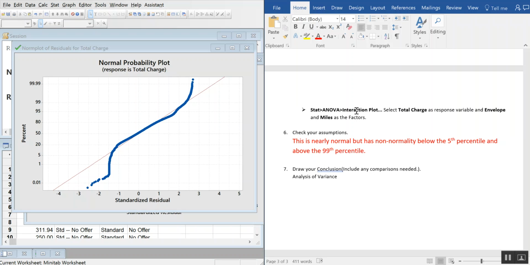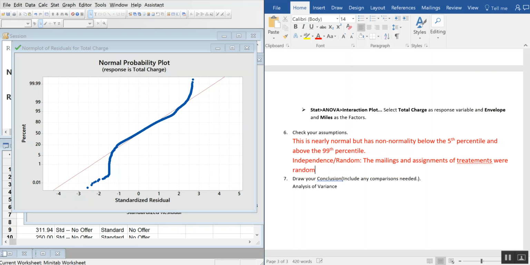The next thing we should check is independence, random. And this would be in how the data is collected. And it was collected via random direct mailings. And this is actually a completely random design, since they were randomly assigned envelopes and they were randomly assigned mileage. So since everything was assigned randomly, it's completely random.